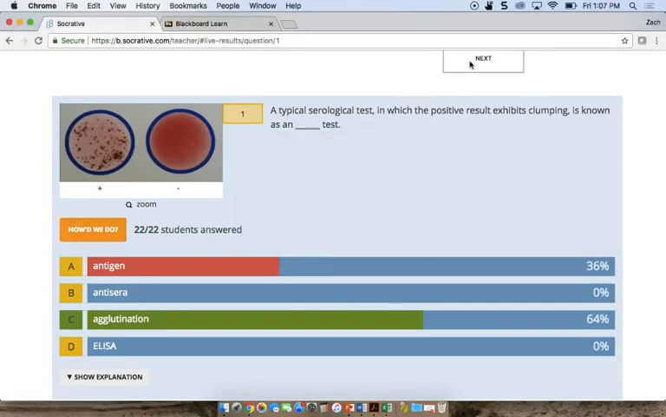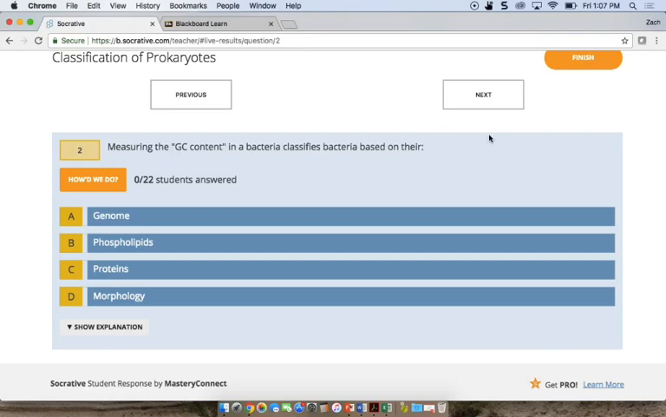All right, next one. Measuring the GC content in bacteria classifies bacteria based on their genome, phospholipids, proteins, or morphology. I already hear a question being asked. What does GC actually mean? It's a great question. That's important to figuring out the answer.